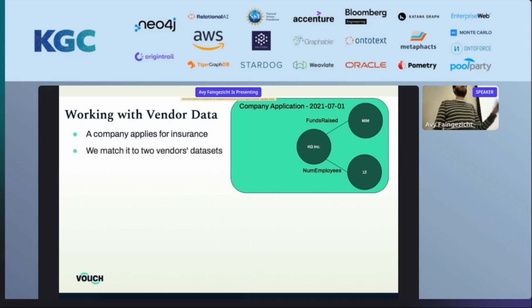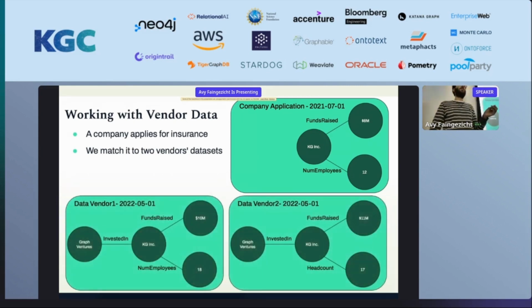So then we have an entity resolution process. We'll get into that in a second. And we match this to 2 different vendors who have given us information as of May 1st, 2022, and we've added some more facts. So we have one vendor telling us that this company now has actually raised $10 million and has 18 employees, and another vendor is telling us that they've raised $11 million with 17 employees.